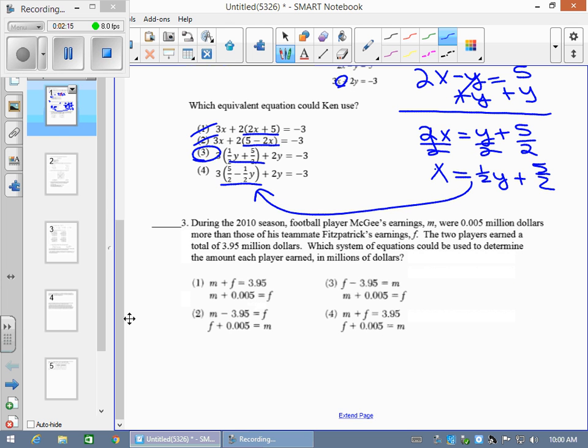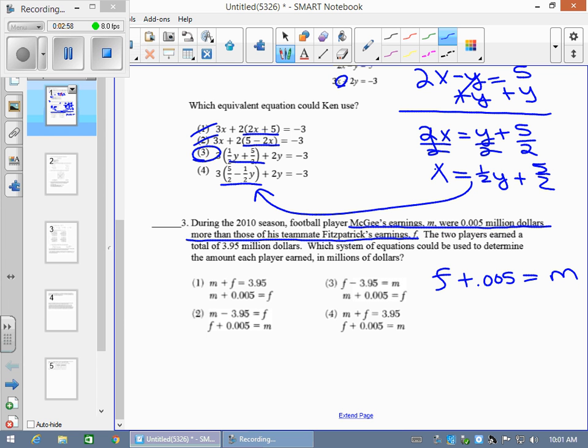Question 3. You have to read very carefully. So if McGee's earnings were 0.005 million more than his teammate Fitzpatrick's, in order to get this to balance out, we would have to add the 0.005 to Fitzpatrick's salary to equal McGee's salary. So the first equation should be Fitzpatrick's salary plus 0.005 million equals McGee's earnings. So this way, the equation is balanced.